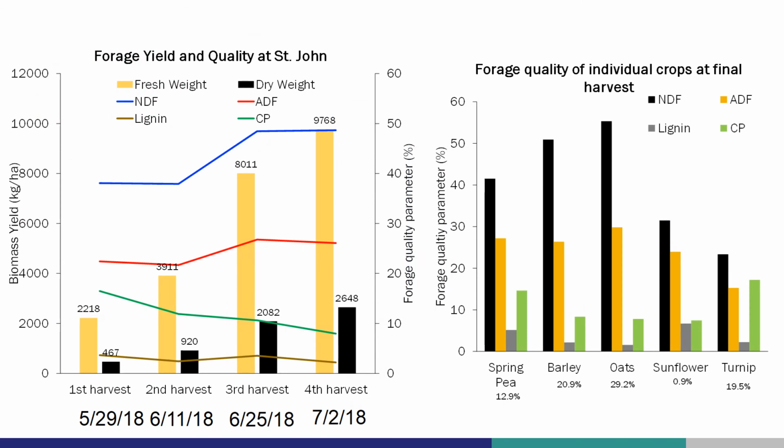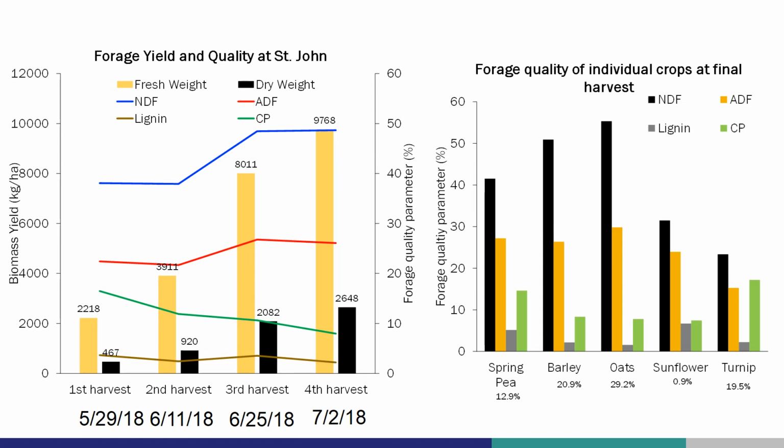Forage quality. The green line represents crude protein, which is essentially the amount of nitrogen in the cover crop. The yellow bars are the dry matter weight, and we can see at different times from May 29th till July 2nd, four different harvests, how the forage quality goes down but the forage biomass goes up. Most of the time when we try to terminate a cover crop, we try to maximize the biomass and the crude protein.